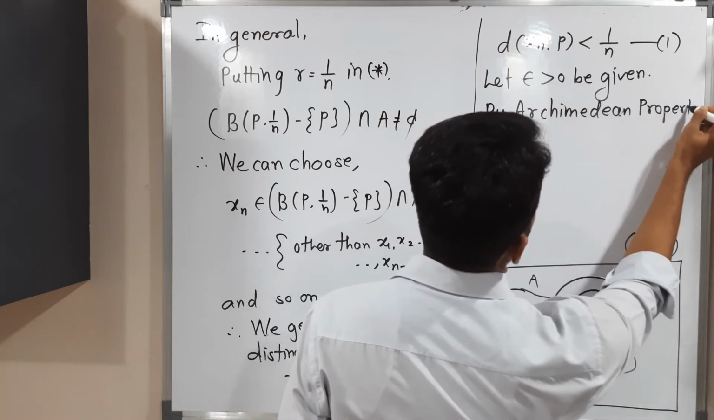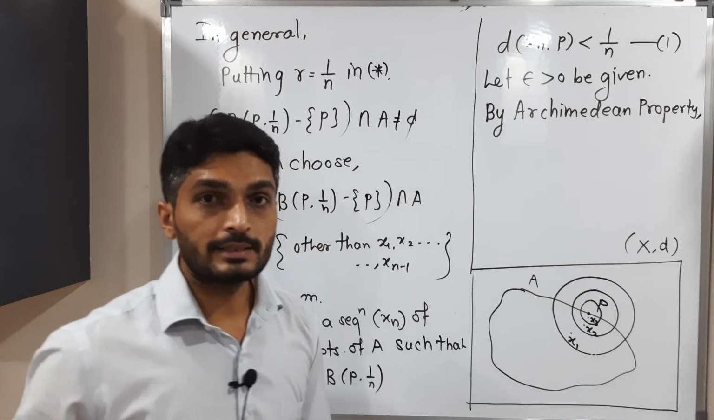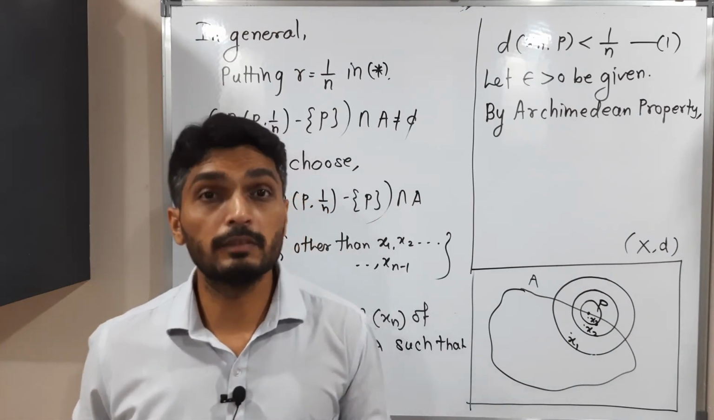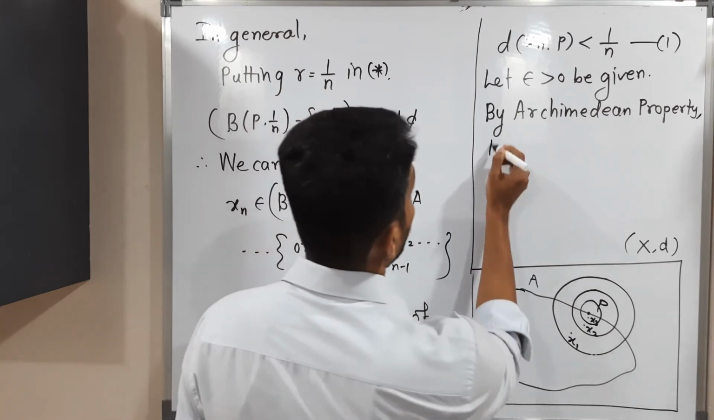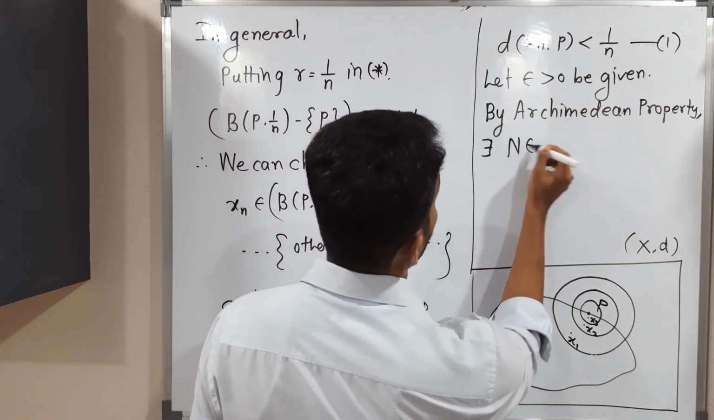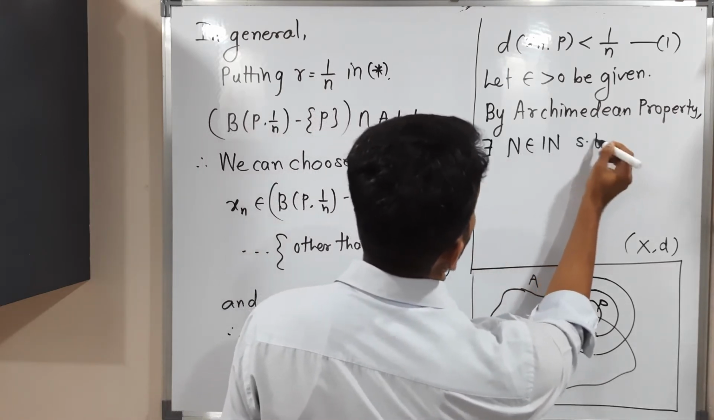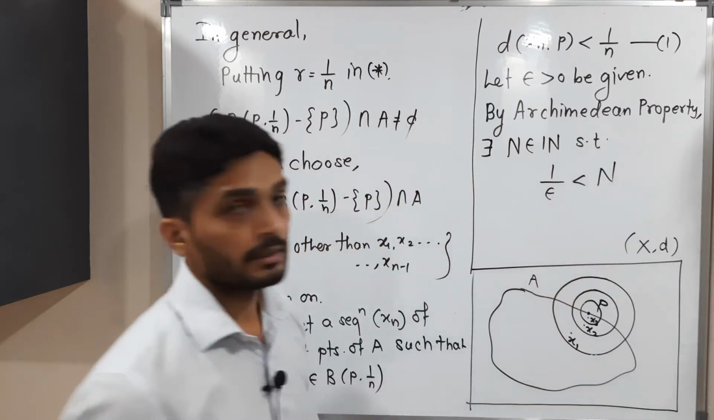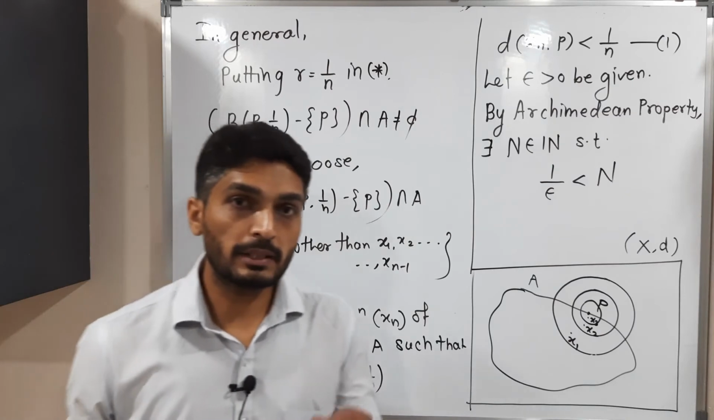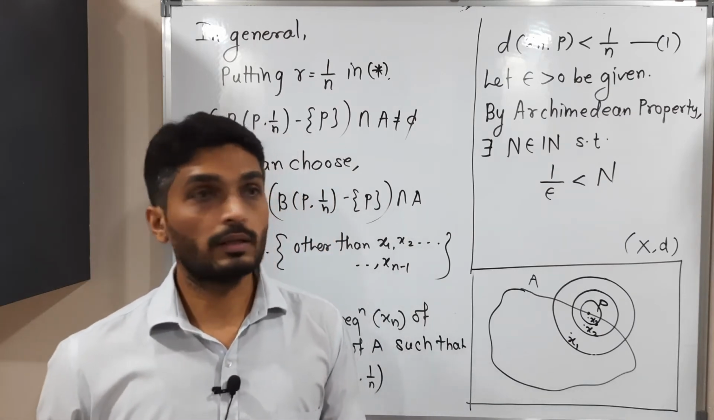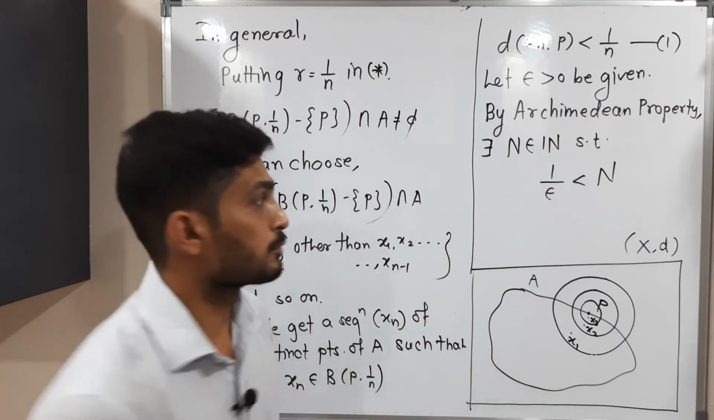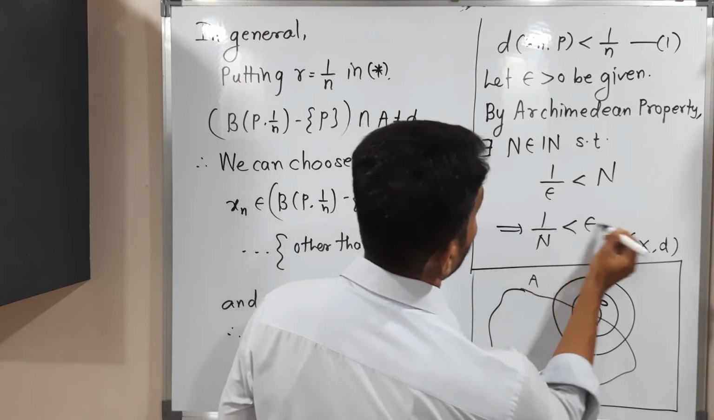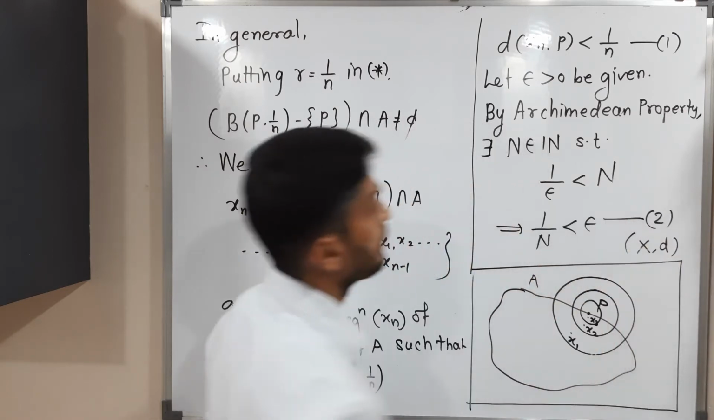What can we write? The Archimedean property says there exists a natural number greater than any given real number. Therefore there exists a natural number capital N such that 1 upon epsilon is less than capital N. That means we can find a natural number greater than 1 upon epsilon. I will simply interchange them, so 1 upon N is less than epsilon. This is inequality number 2.